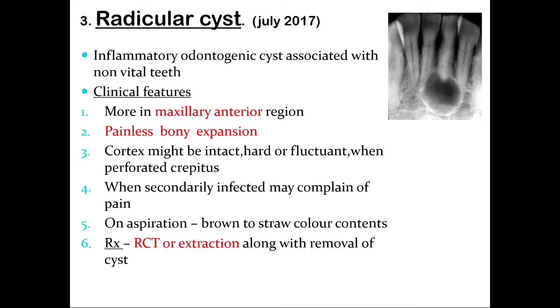On FNAC, that is on aspiration, you might see a brown to straw colored fluid. And the treatment, on the clinical features, these have been extensively mentioned here. And the radiographic features I have already mentioned in the previous slide, you can highlight about that too. And then the treatment is such as the root canal treatment is done, or an extraction can be done along with the enucleation of the cyst.